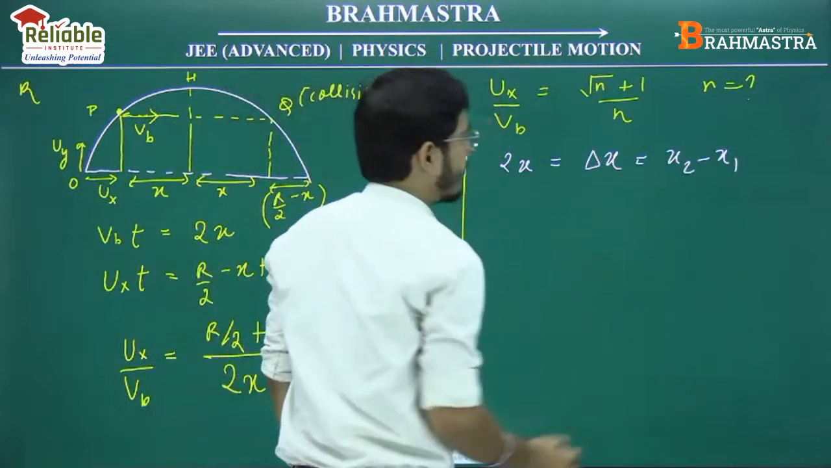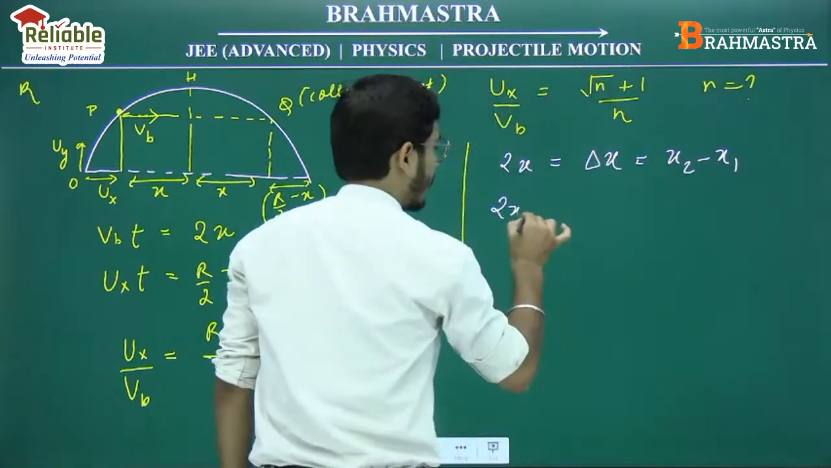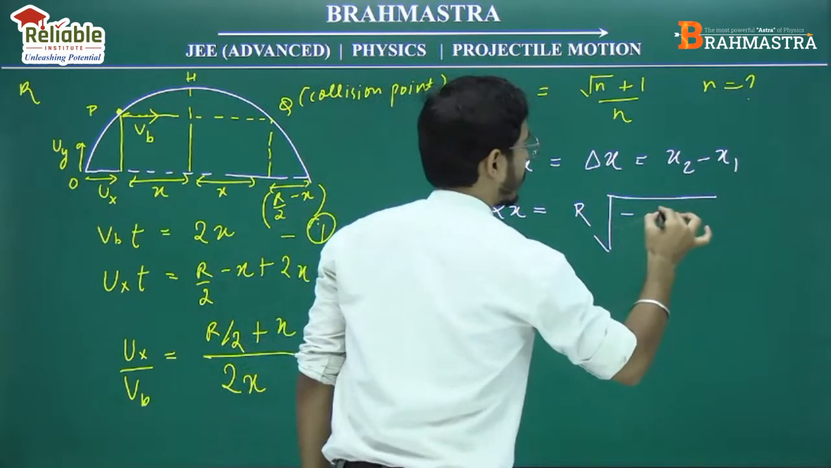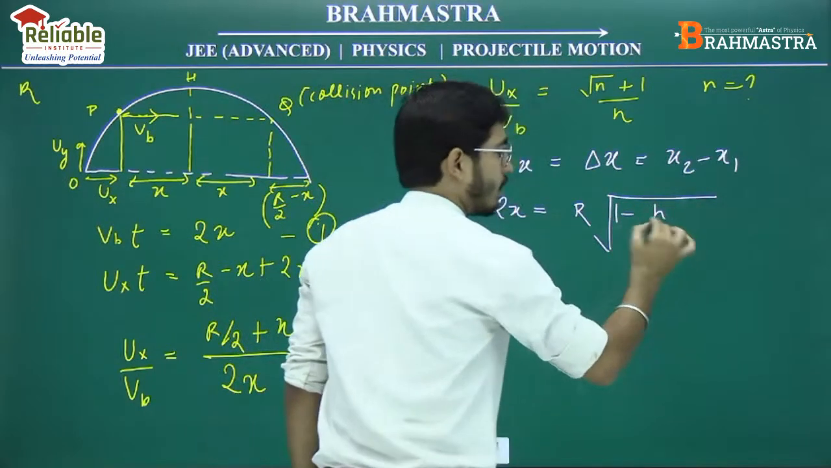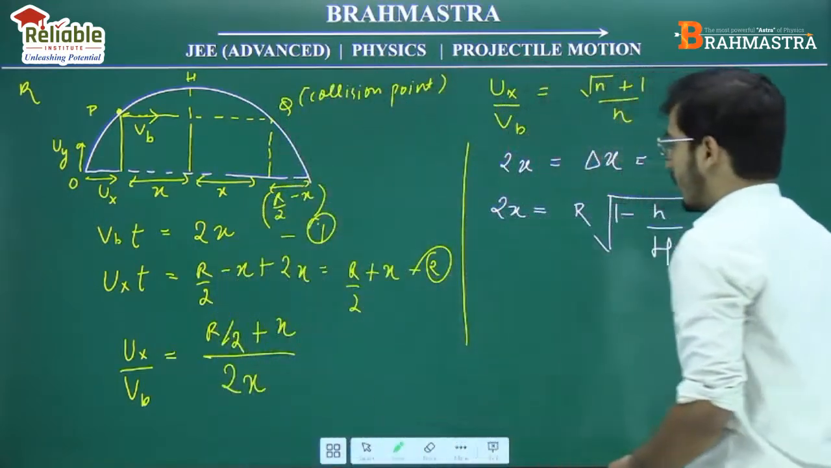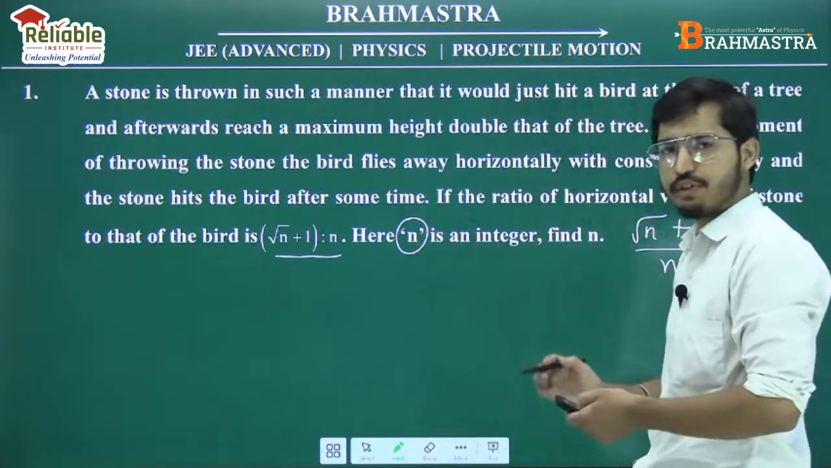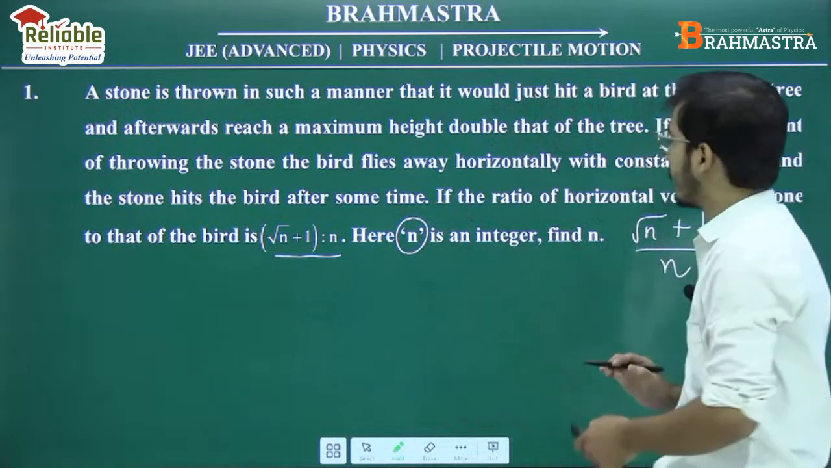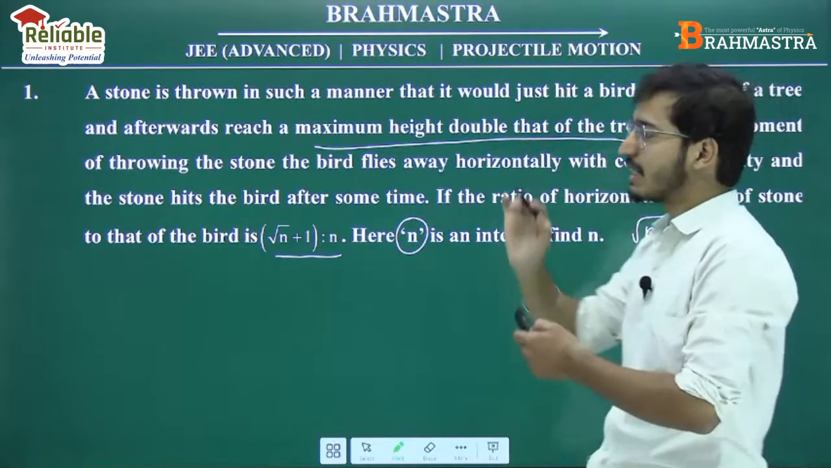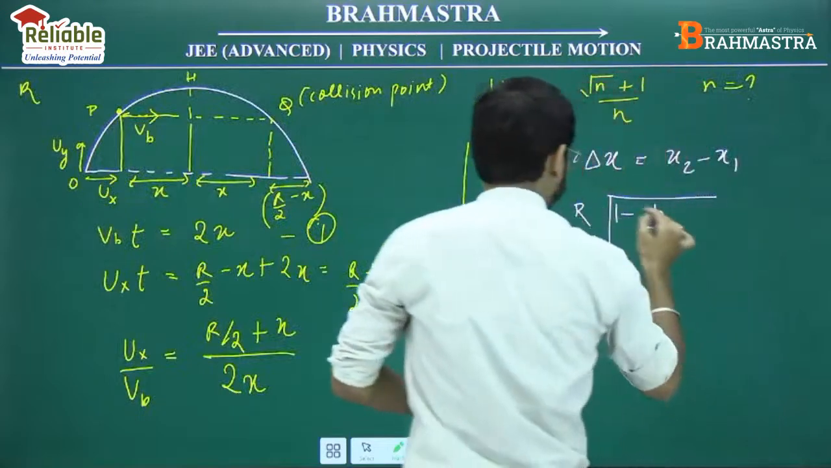So 2x is equal to delta x, which is x2 minus x1. So this delta x, or this value of 2x, is coming out as r into 1 minus h or y, you can say, divided by maximum height, right? Now the important part is, let's understand the question. There is some more information we require about h and capital H. The maximum height is double the height of the tree, and h is basically the height of the tree.